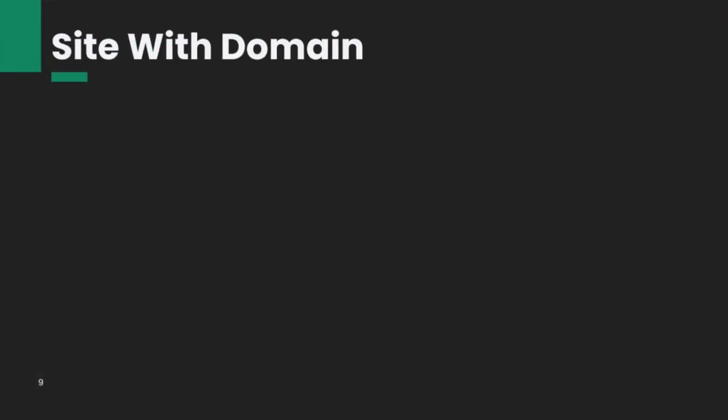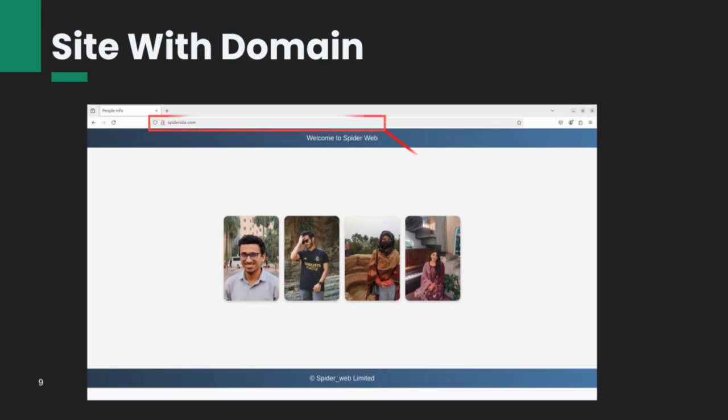Accessing the website. After the domain configuration is complete, we can access our website by typing spidersite.com into any web browser. This is the final step in our server setup. Now, when anyone tries to visit spidersite.com, Apache will serve the file.